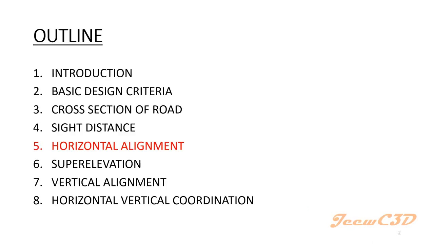So far, we have learned up to the side distance section. We got an introduction to road design, then we learned about the basic design criteria, then the cross-section of a road, and finally the side distance criteria when designing roads. In this section, we are going to look at the horizontal alignment of the road.